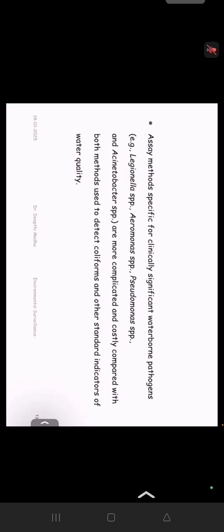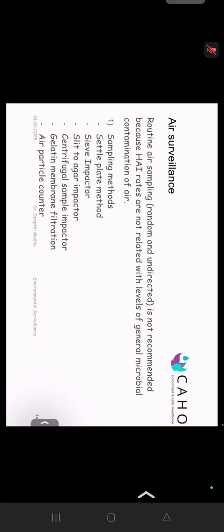But when you're looking for specific fastidious atypical organisms like Legionella, Aeromonas, Acinetobacter, they are a little more complicated and they will require specific media. You cannot use your routine water culture media and expect to isolate these. If you have these in your mind and it is being done specifically as a targeted surveillance, you have to use specific media and it might be a little more of a costly affair. So they are more complicated and costly compared with methods used to detect coliforms and other standard indicators of water quality. So we have finished water surveillance.